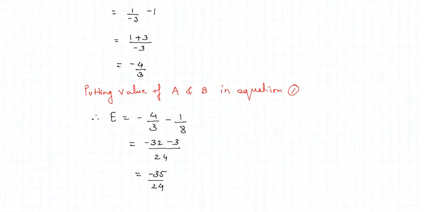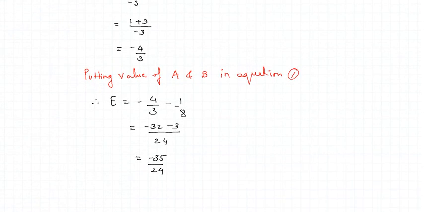So in the last step now, we have added the A part answer and the B part answer. A part was minus 4 by 3. The B part answer was minus 1 by 8. So the overall energy when this equation is simplified is minus 35 by 24. So the given signal has an energy value of minus 35 by 24. This is what the problem is all about.